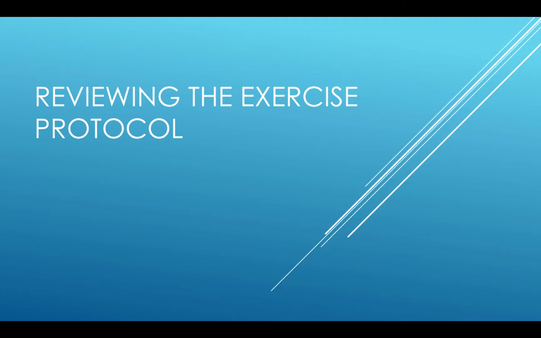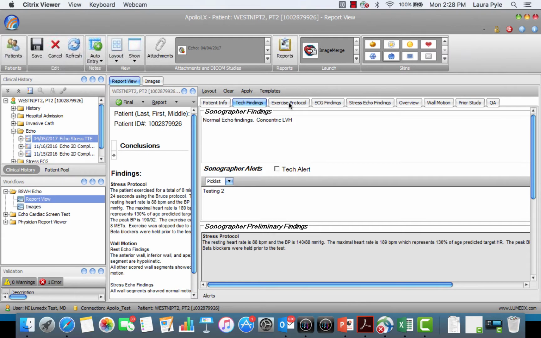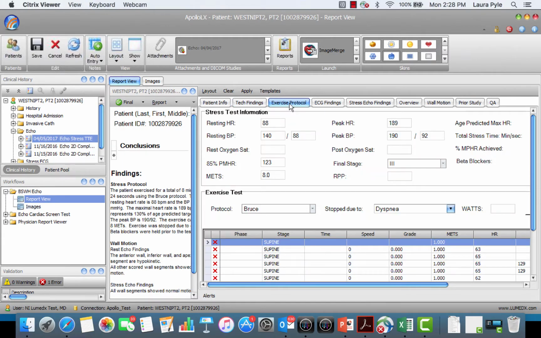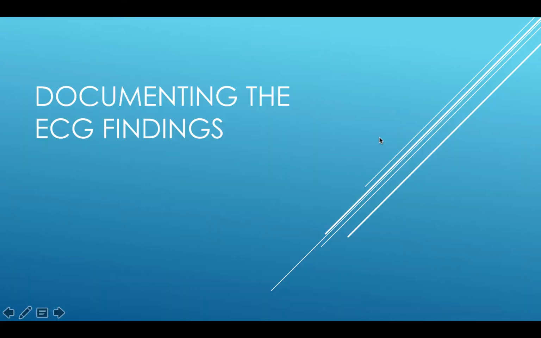Reviewing the exercise protocol. Click the Exercise Protocol tab. The stress test information at the top of the screen is imported from the case stress machine. The exercise test information at the bottom of the screen is completed by the sonographer and is displayed for your review.